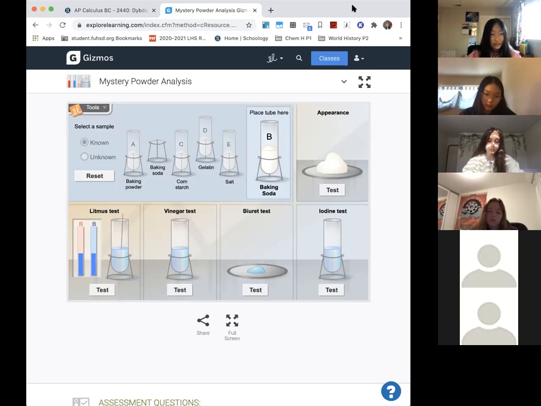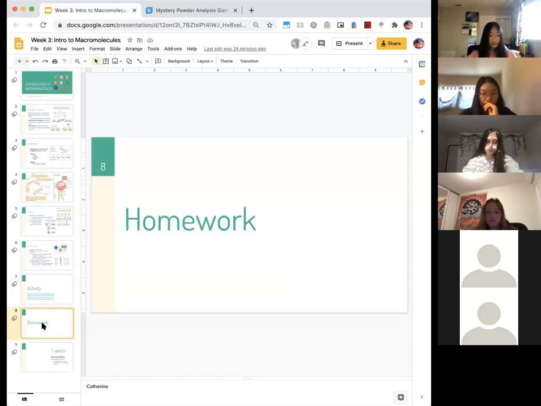All right, that's it for the activity. For homework, I will be posting a Quizlet where you can review the properties of each of the macromolecules.